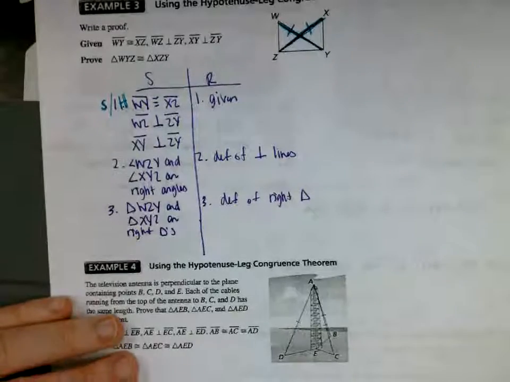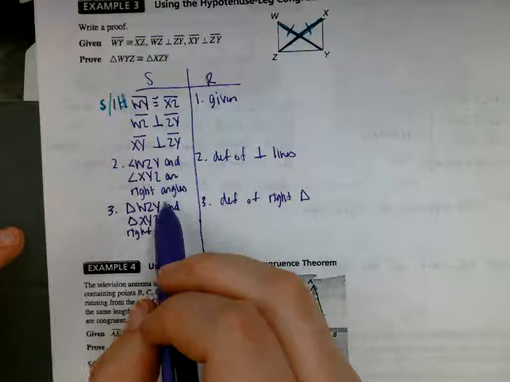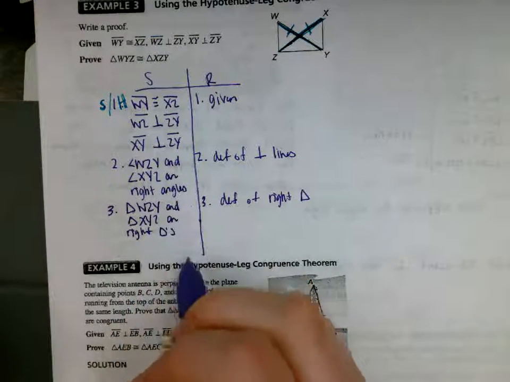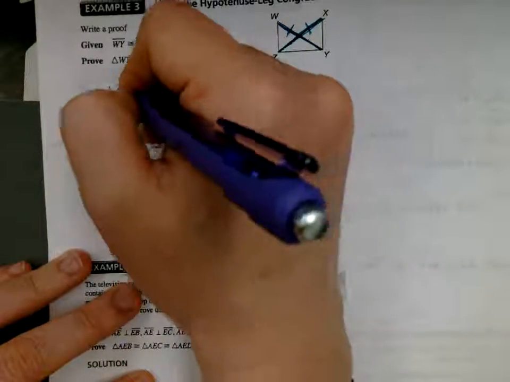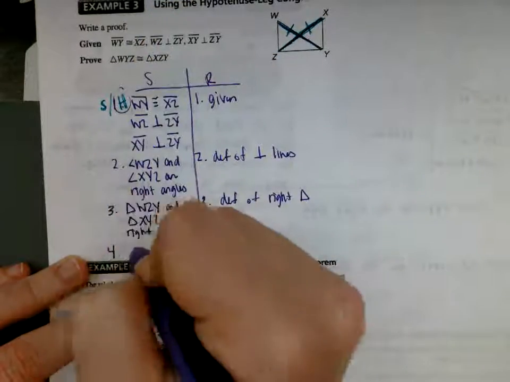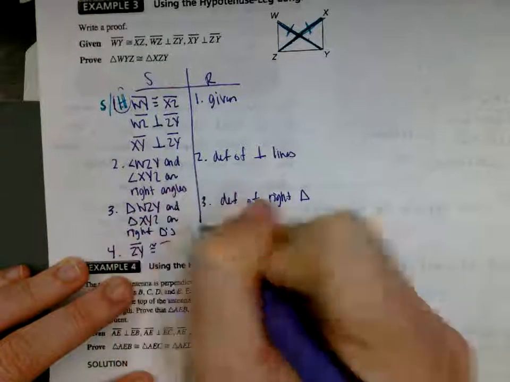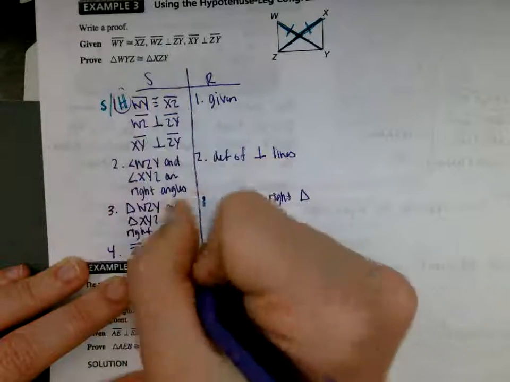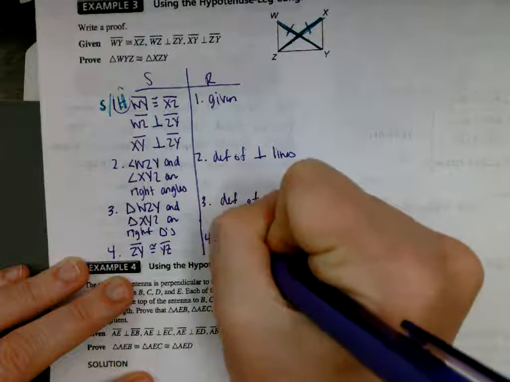Okay, so now I have a right triangle. These two things are necessities. You have to tell me that you have a right angle, and you have to tell me that you have a right triangle. You cannot skip these. You will get points taken off. So then the last thing I'm missing, I know now that I have a hypotenuse, I'm missing a leg. So in step 4, I know that ZY is congruent to, well, ZY, it switches places to YZ, and that is called reflexive.